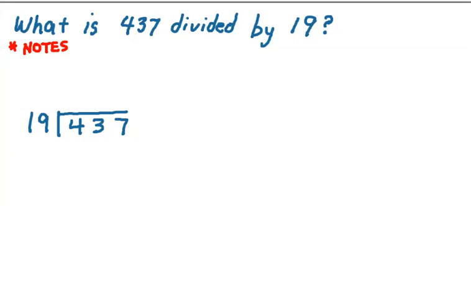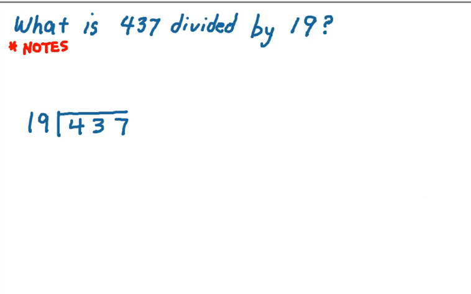So, welcome back. Today, we're going over a test question that says, what is 437 divided by 19? All right. So, given that problem, we would go through our division steps first.